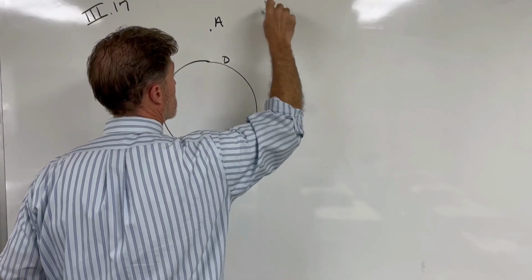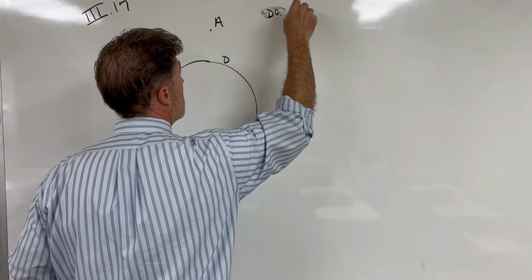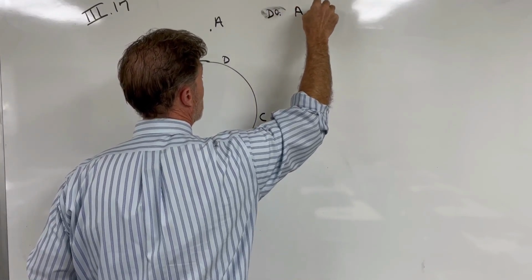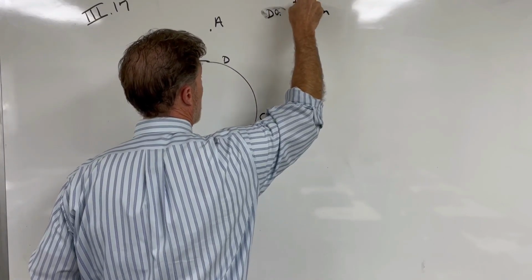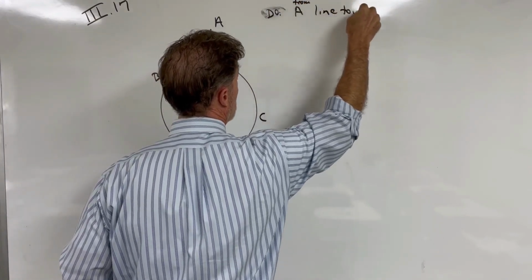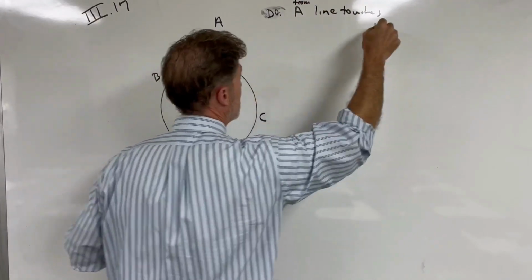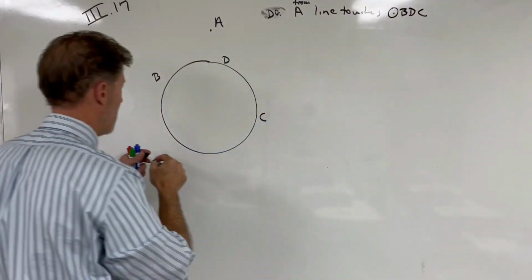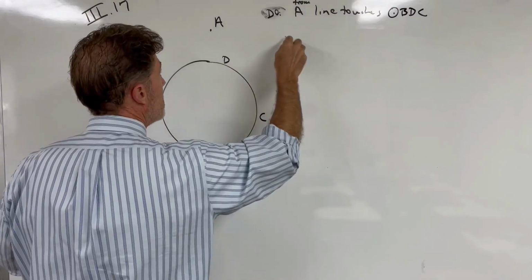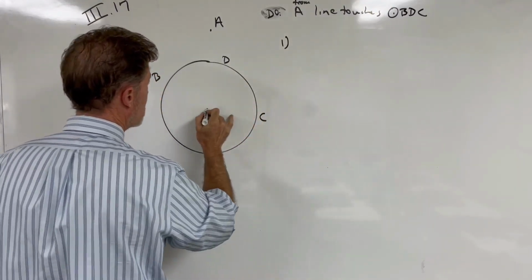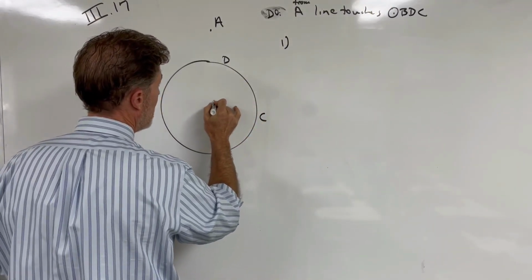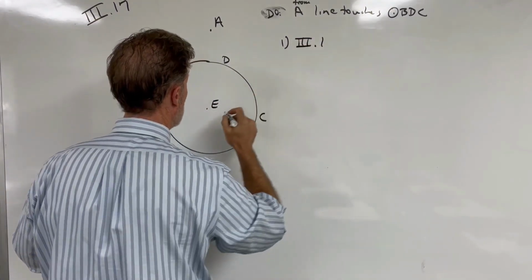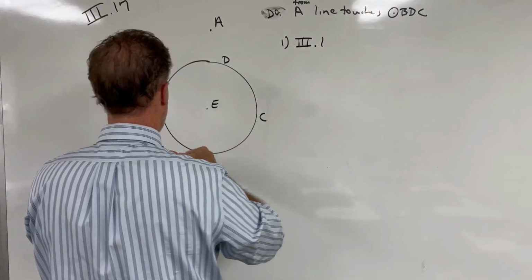What we want to do, because this is a construction proof, is to draw from point A a line. So from A, draw a line that touches circle BDC. The first thing we're going to do is take the center of the circle, let it be E. We can do that. Book 1, Proposition 1 allows us to find the center of a circle.